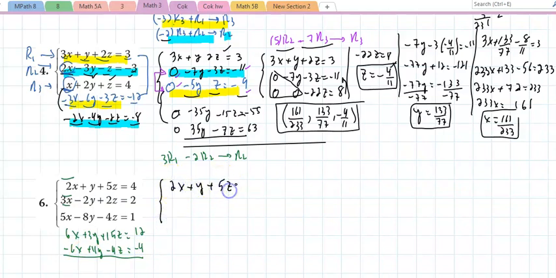I might use it, but I'm not going to change it. So if I add those, I'll get a 0 right there. Let me stick with the coloring. I'll get 7y, I'll get 11z, and I'll get an 8.